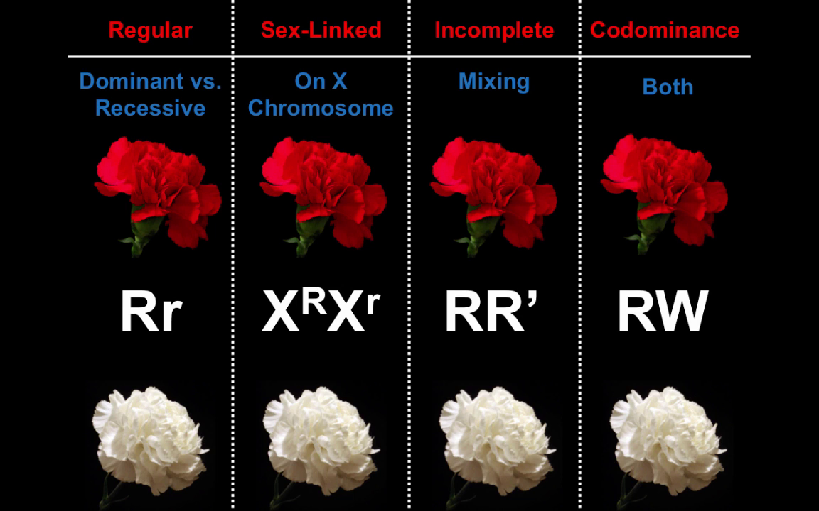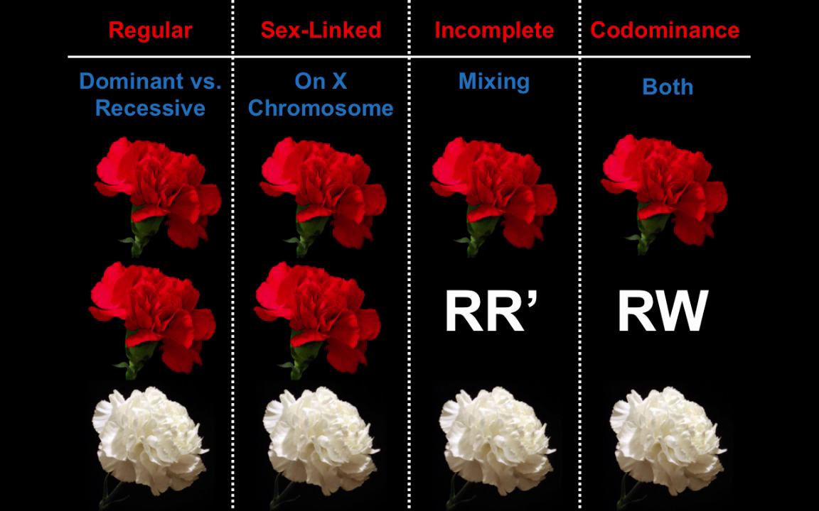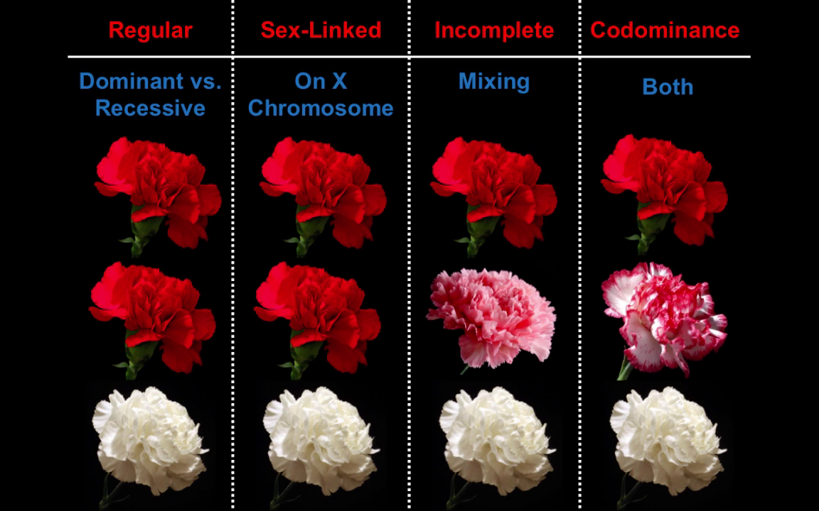In regular dominant recessive, if red's dominant to white, then all I need is that one big R and it's a red flower. Same thing with sex-linked: one big R, one little r, it's going to be red. With incomplete, it's different because neither one is fully dominant, so we mix them together: red plus white equals pink. And with codominant, since they're both dominant and they both show up, red plus white equals red and white showing up completely separate from each other.